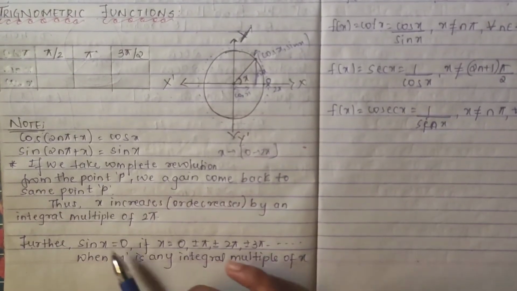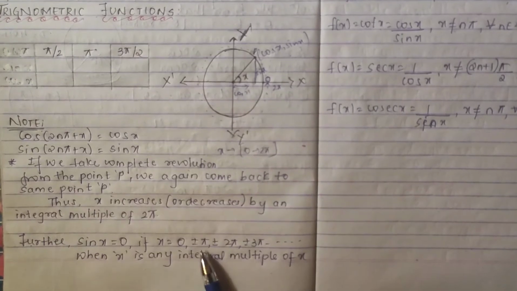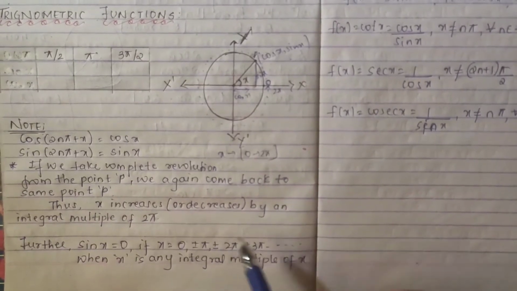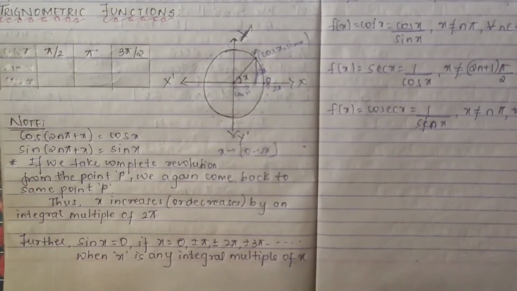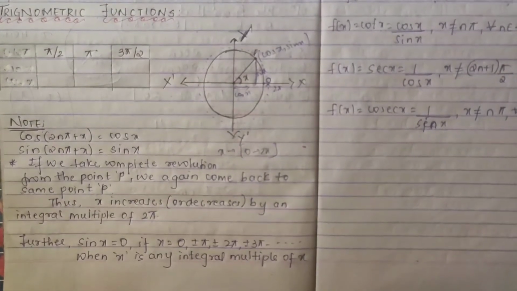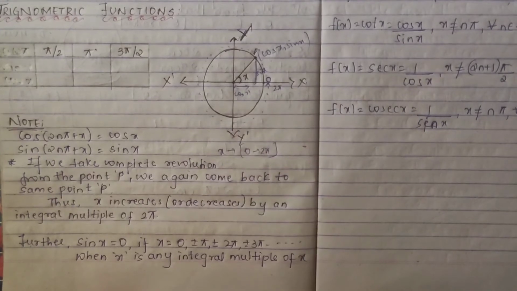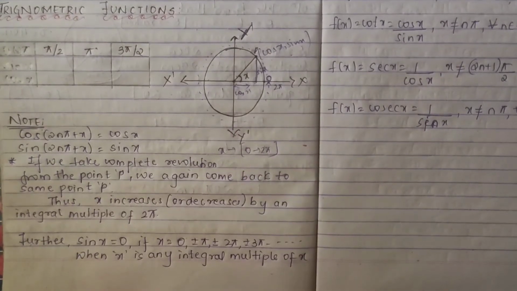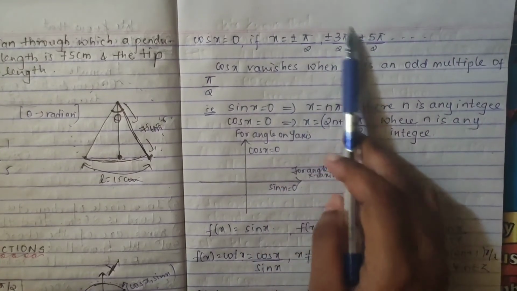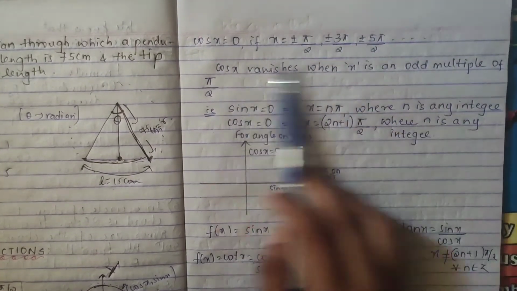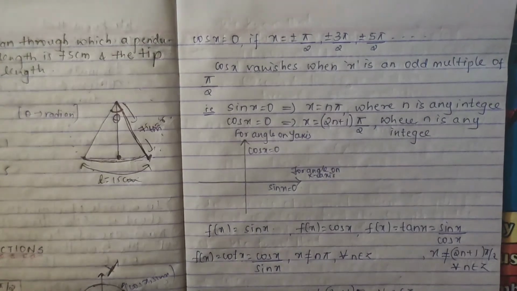Here you see, your sin x is 0 if x is equal to 0, plus or minus pi, meaning both in clockwise or anti-clockwise, where x is any integral multiple of pi. Just pause the video to note it down, students. And your cos x will be 0 if x is equal to plus or minus pi by 2, 3 pi by 2, 5 pi by 2, odd multiples. Okay, that was even and this was odd multiples.